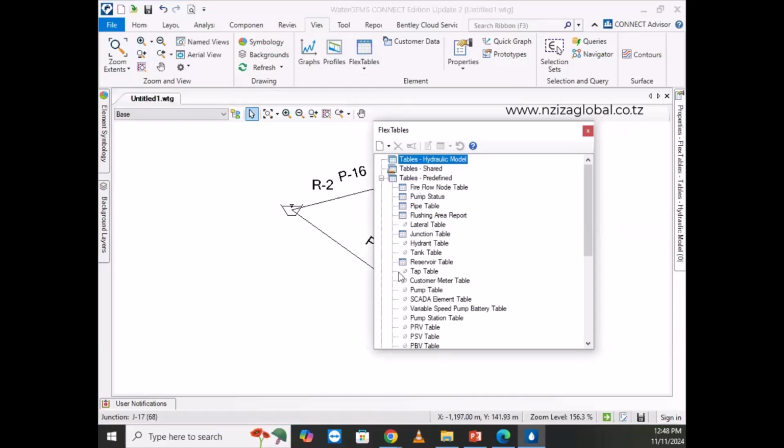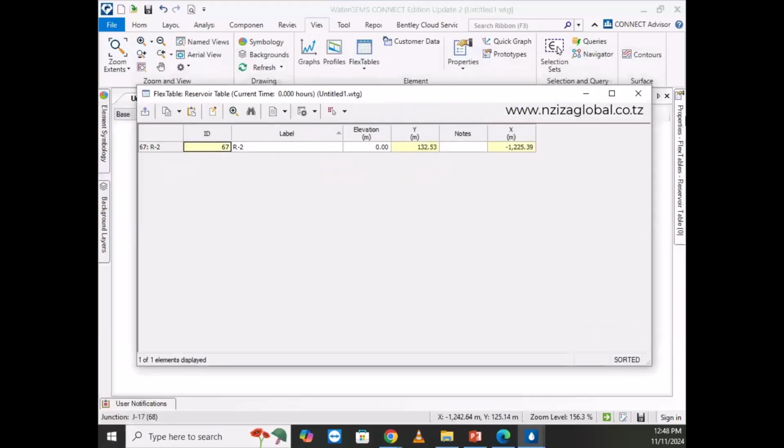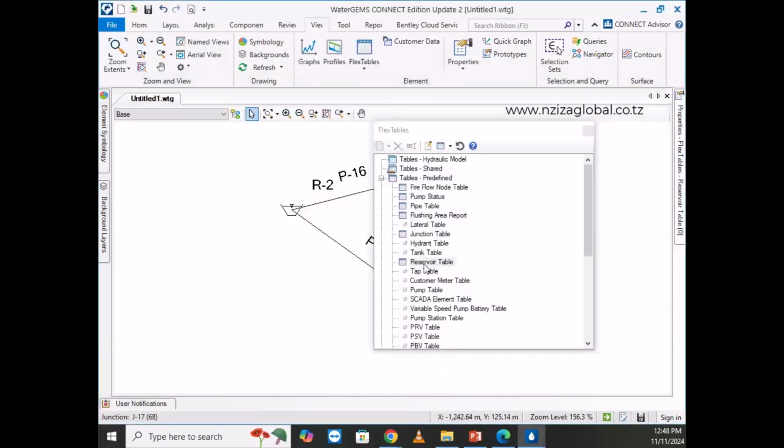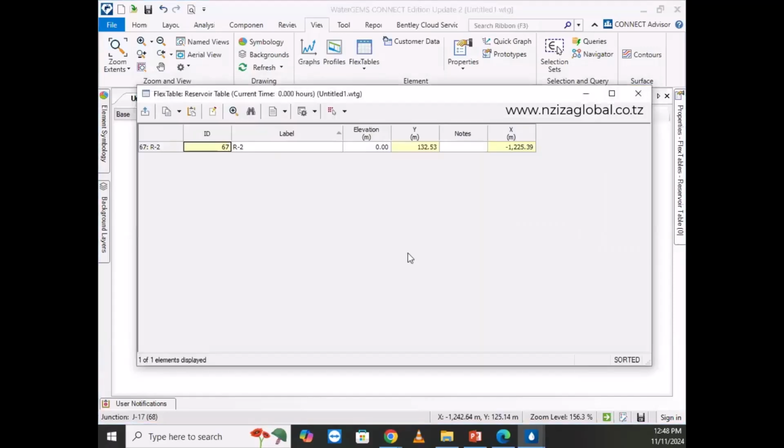So from this one, there is a table of fire flow, a table of pump, a table of pipe, a table of junction, a table of reservoir, and all the things that you may have. You can just click on it, double click on it, and it will bring you another table. Here I clicked on reservoir. It gives me a table of reservoir. Double click on it.